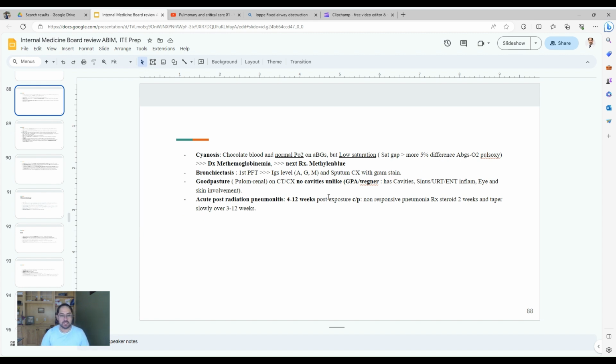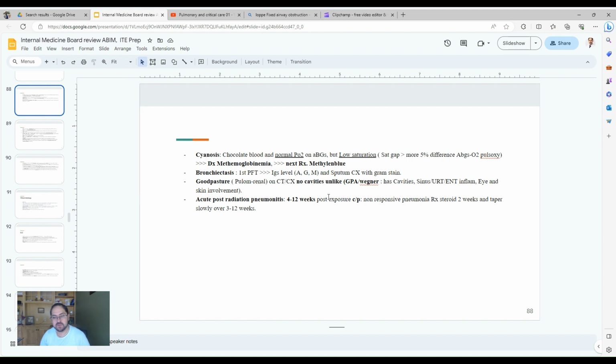Cyanosis. A patient comes with cyanosis, and the blood analysis, they may tell you, looks like chocolate or is very dark. The patient's PO2 looks normal, but the saturation is very low. Again, this is an indication of methemoglobinemia, and the treatment will be methylene blue.